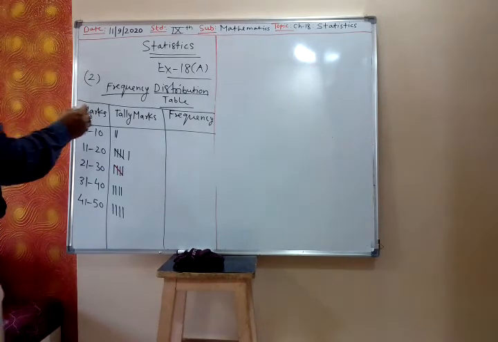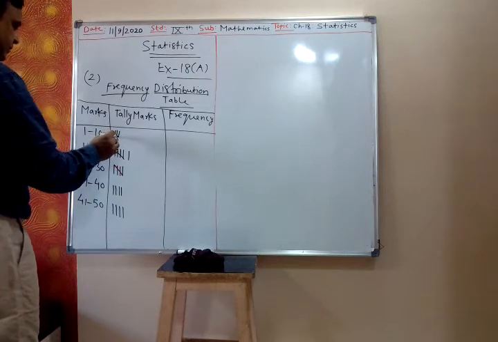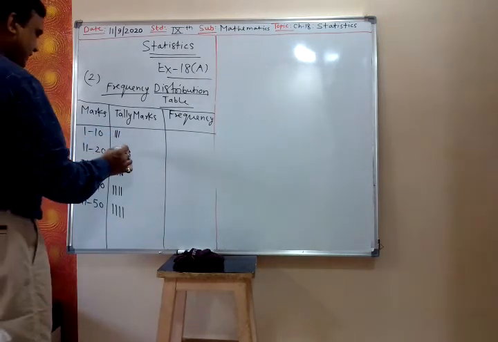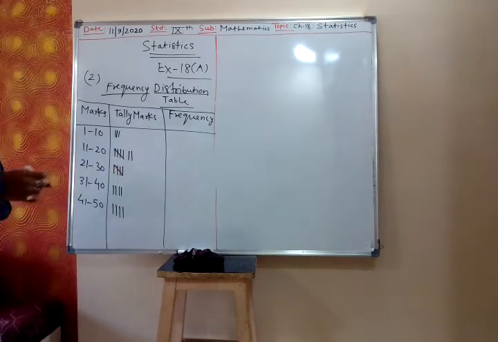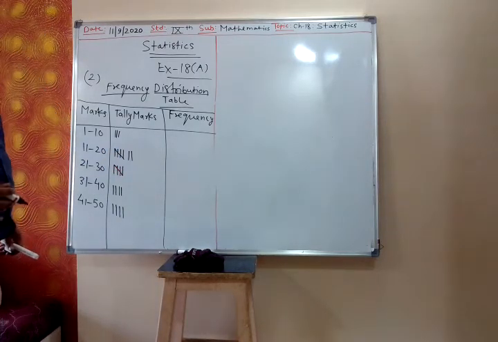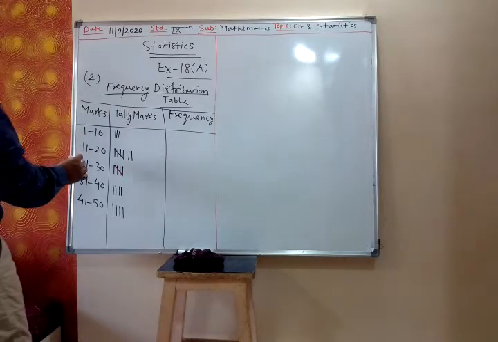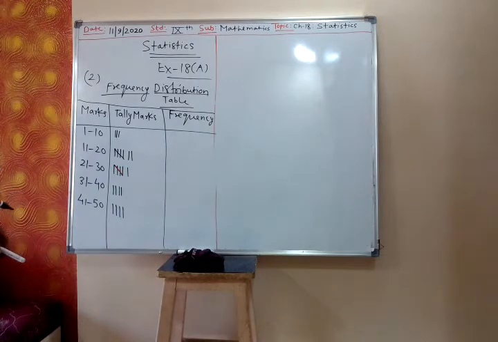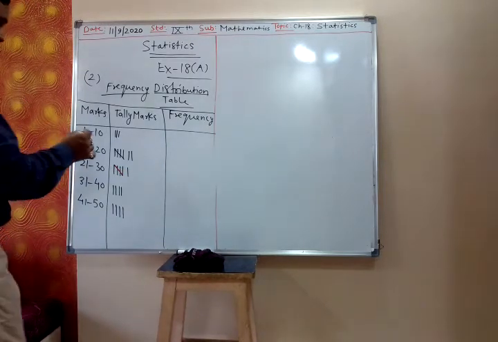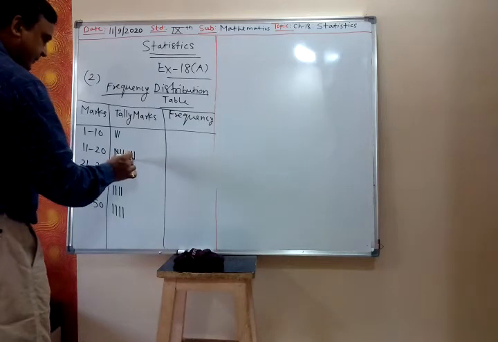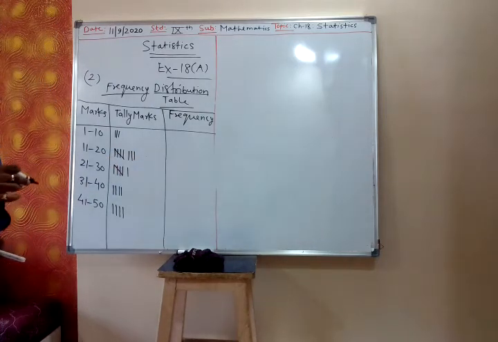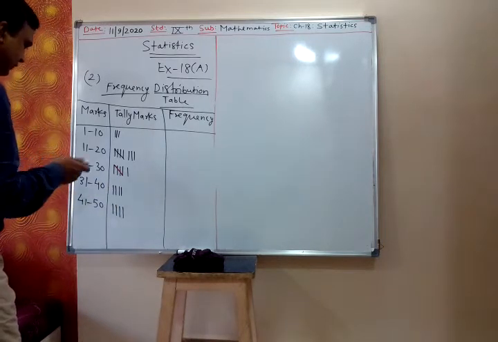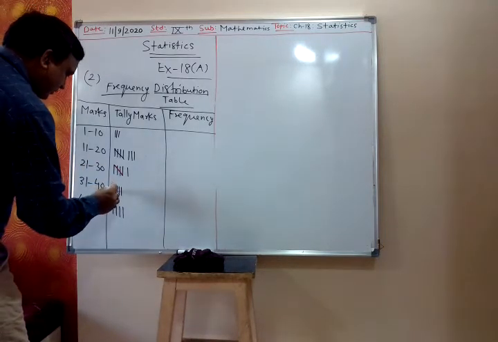Then 2, 1 to 10, then 16, 11 to 20, then 21, 21 to 30, then 15, 11 to 20, then 32. Now 32 is the fifth stroke in this range, so I will write across.